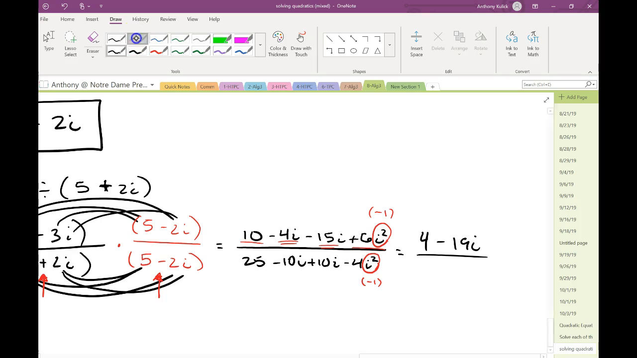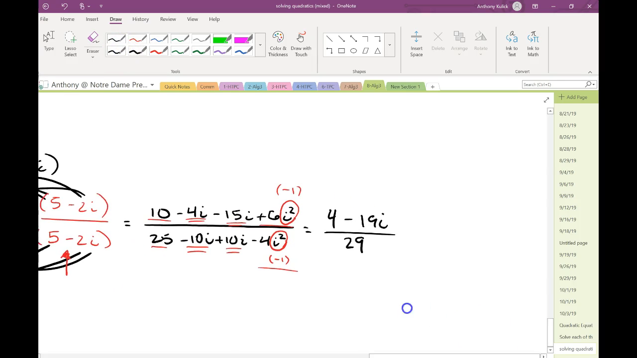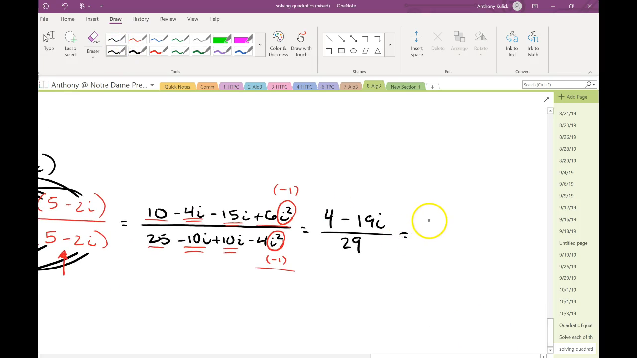In the denominator, I have 25 minus 4 times negative 1. That's just going to be 29. And then negative 10i plus 10i gives me 0. So I'm not going to bother to write the plus 0 there. So my last step then is to just write this as a complex number. So I'll write that as 4 over 29 minus 19 over 29 i.